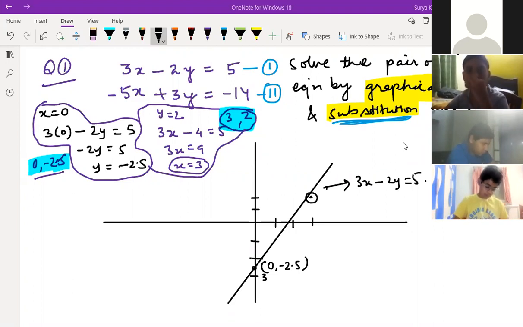Now the second part. The first line is clear. Now we are not going to do anything with the first line. Is the first line clear to everyone? Satvik? Yes, sir, it's clear.